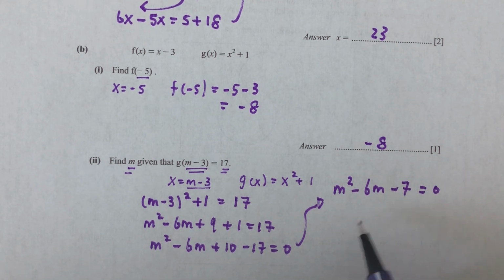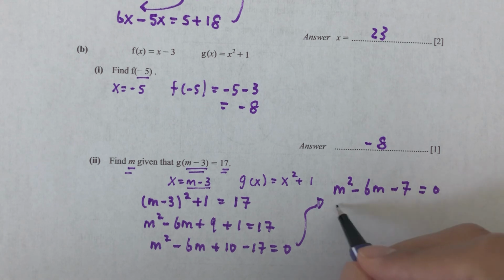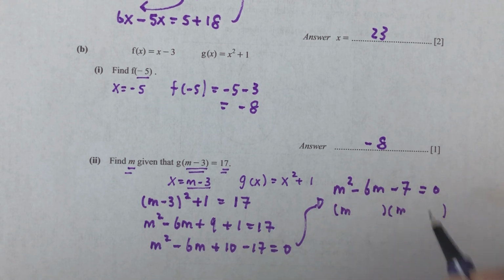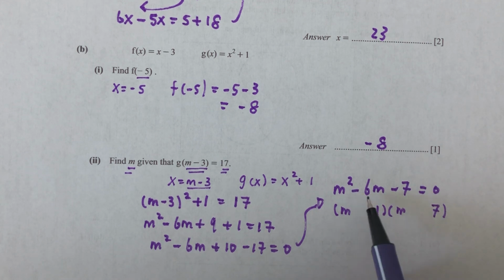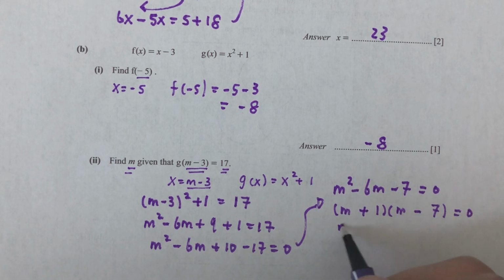Now we have to factorize this equation. m squared is m times m, and 7 is 1 times 7. To obtain minus 6, we need minus 7 plus 1 to be minus 6. Okay, so m is equal to minus 1, or m is equal to 7. Those are the two answers of m.